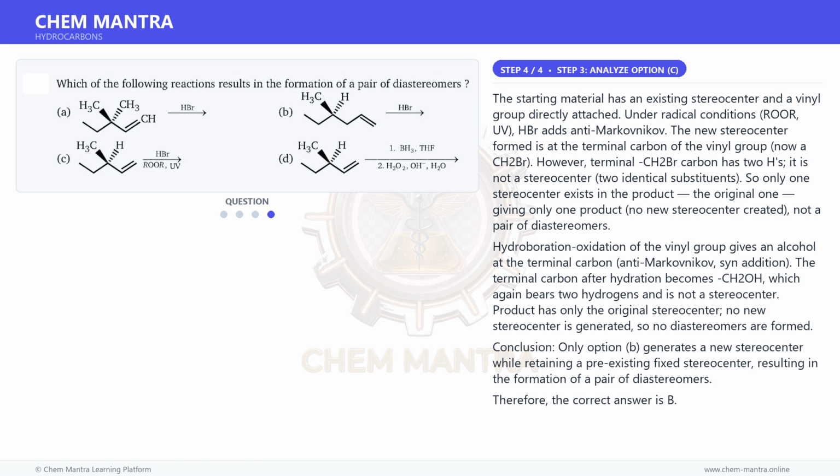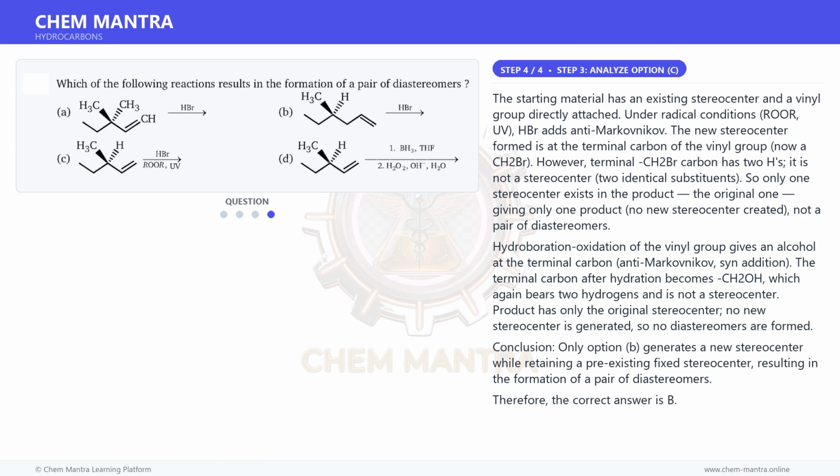not a pair of diastereomers. Hydroboration-oxidation of the vinyl group gives an alcohol at the terminal carbon, anti-Markovnikov, syn addition. The terminal carbon after hydration becomes CH2OH, which again bears two hydrogens and is not a stereocenter. The product has only the original stereocenter, no new stereocenter is generated, so no diastereomers are formed.